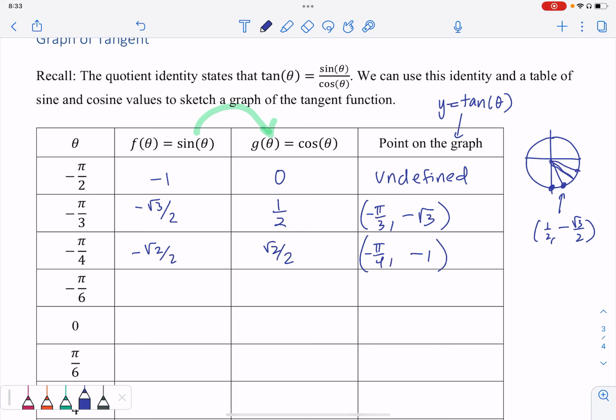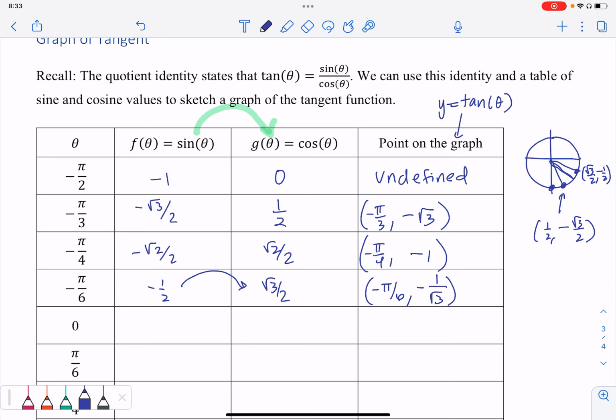Negative pi over 6. That's this one here. This one is root 3 over 2, comma -1/2. Okay, so for that one, I have -1/2 for my sine, positive root 3 over 2 for my cosine. And again, I'm doing this divided by that. And what happens when I do that? Now I have negative pi over 6 for my input, but my output is just the reciprocal of what I had before. So it's -1 over root 3. Now, oftentimes we are going to say rationalize the denominator, and we can here, but since we're just trying to get points to approximate what this graph will look like, we're just going to leave it like that.